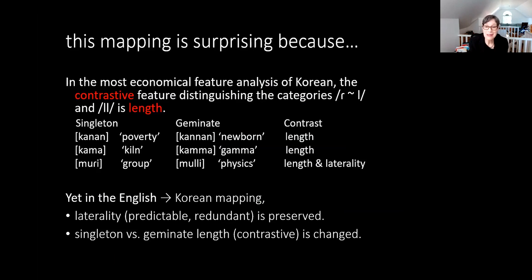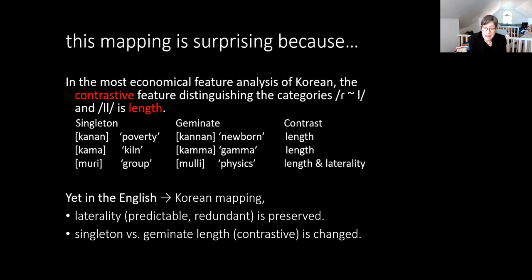Another reason why this mapping is surprising now is that if you look at the contrasts of Korean, for nasals, you have a contrast between singleton and geminate, and that contrast is just a contrast in length. So kanan, kanan, kama, kama. If we look at the whole system, anybody in Phonology 1 is going to say, well, the contrastive feature for these three sets of contrasts is length, and then there's a secondary predictable redundant difference in laterality for liquids.